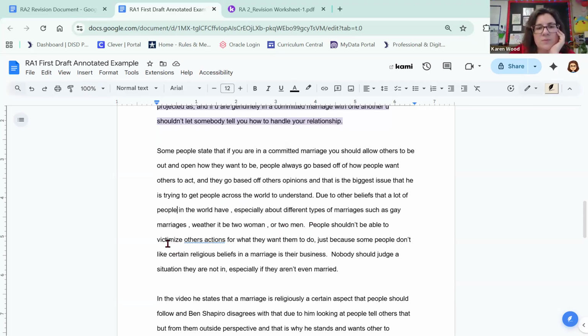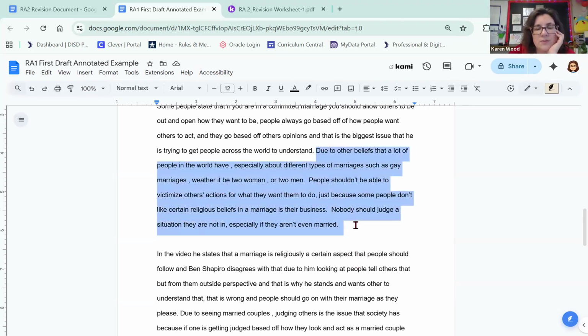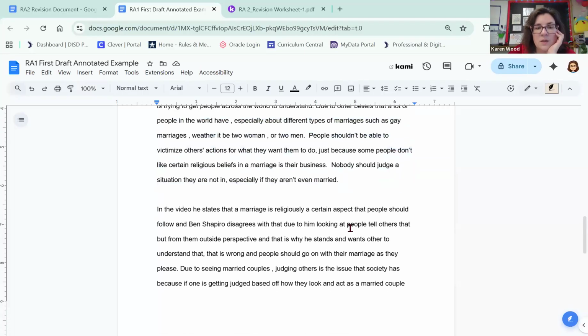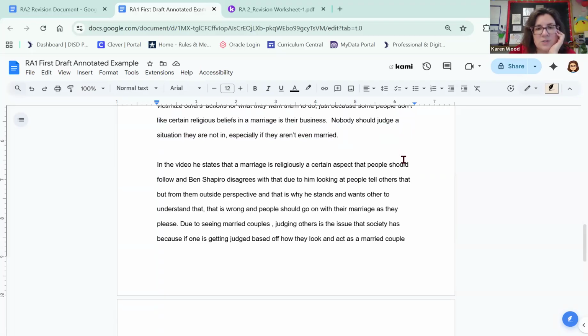two men. People shouldn't be able to victimize others' actions for what they want them to do. Just because some people don't like certain religious beliefs in marriages is their business. Nobody should judge a situation they are in, especially if they aren't married. Now, I'm not sure if this is the author's, like my student's opinion, or if this is Ben Shapiro's opinion. In the video, he states that marriage is religiously a certain aspect that people should follow, and Ben Shapiro disagrees with that due to him looking at people to tell others that, but from them outside perspective, and that is why he stands and wants others to understand that that is wrong and people should go on with their marriage as they please.